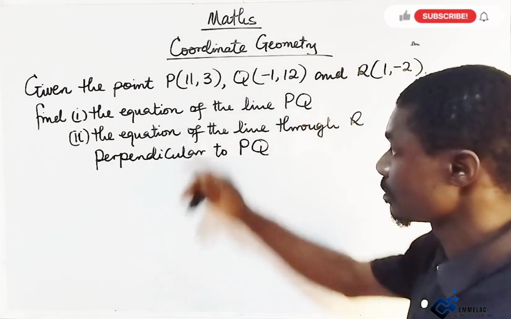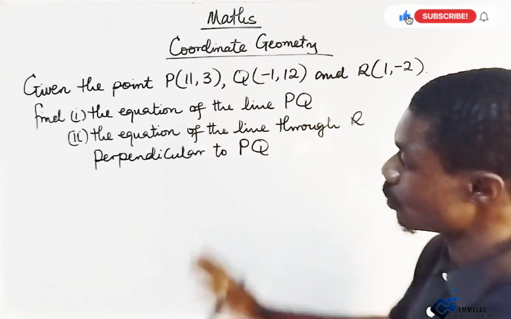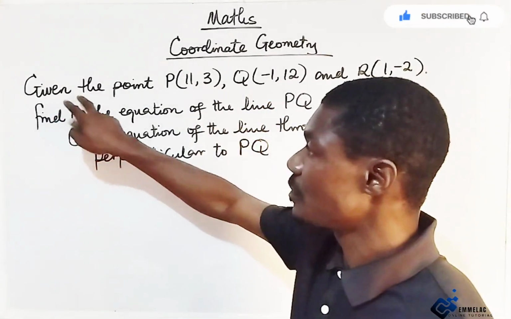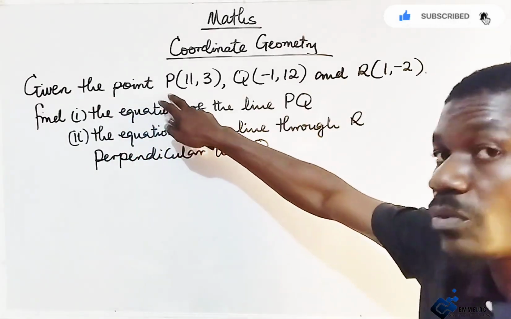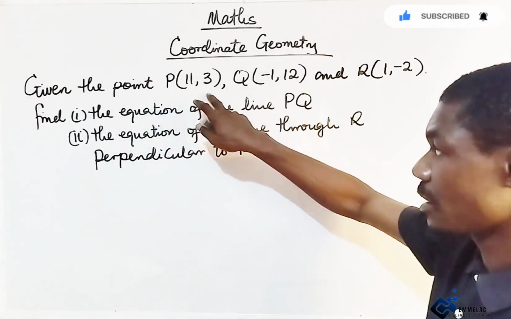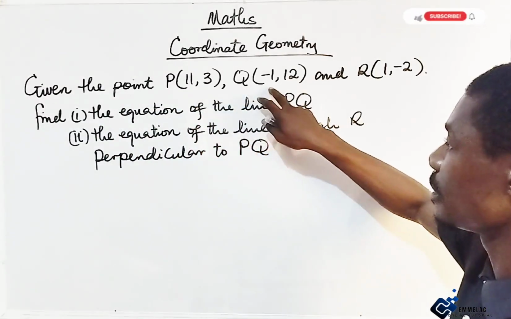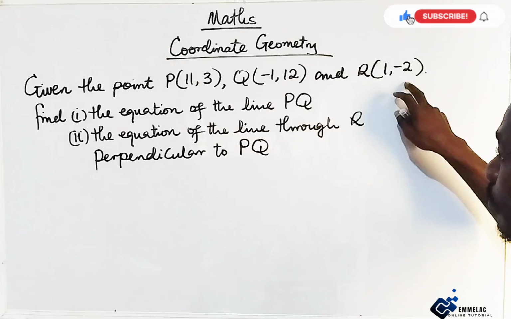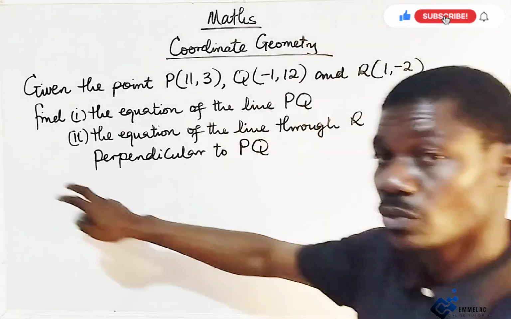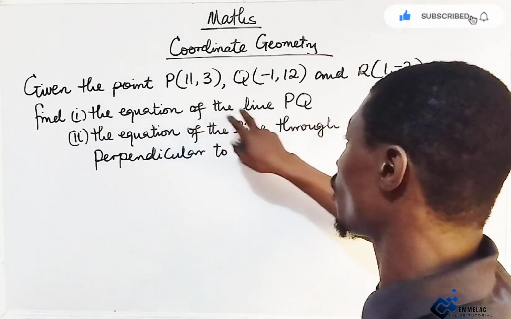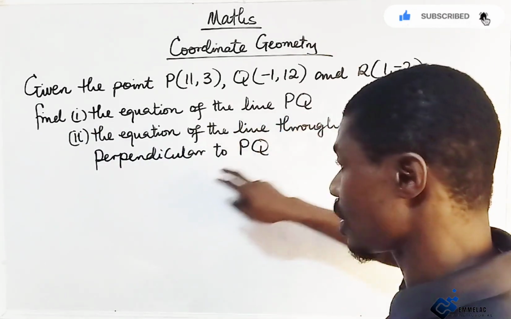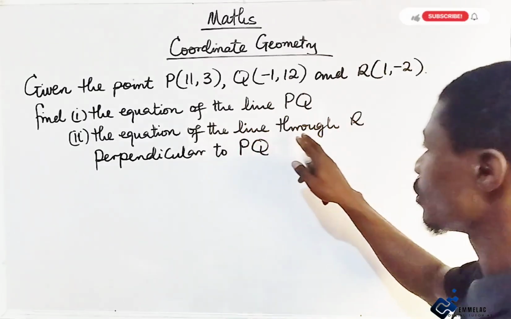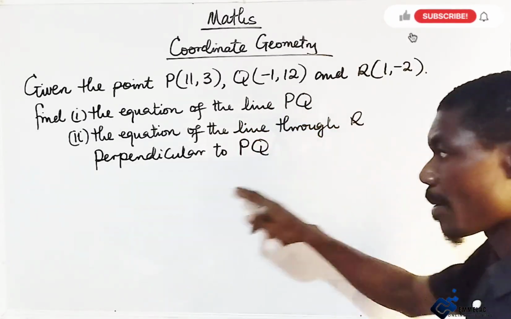Now before us is this question in coordinate geometry, and it reads: given the points P with coordinates (11, 3), Q (-1, 12) and R (1, -2), find 1) the equation of the line PQ, and 2) the equation of the line through R perpendicular to PQ.